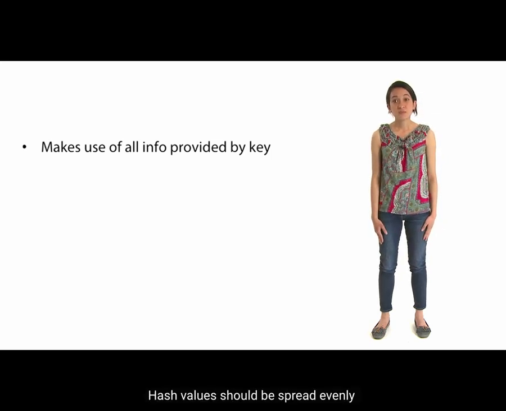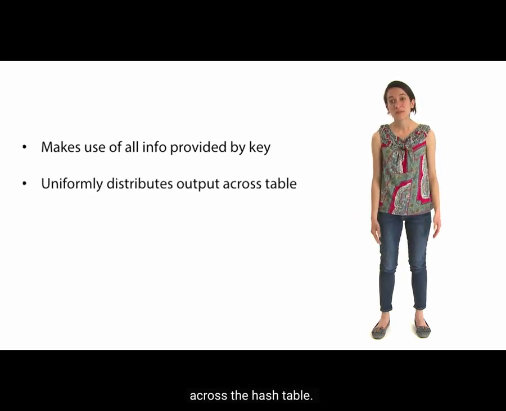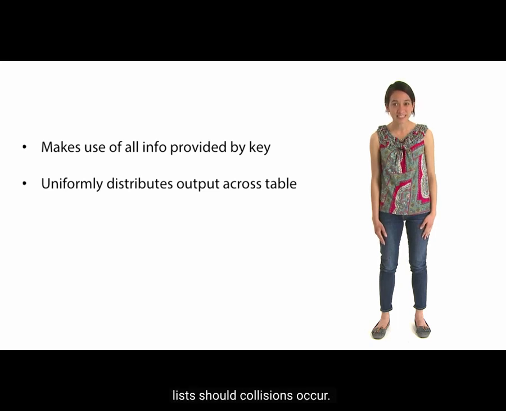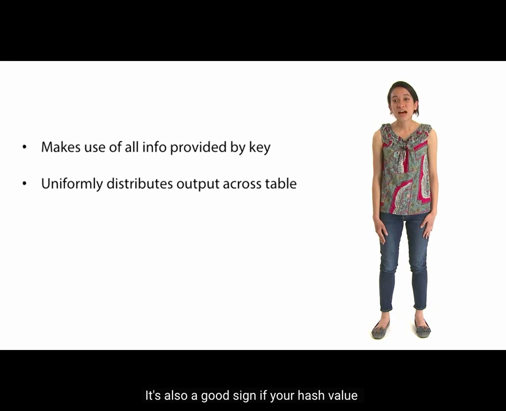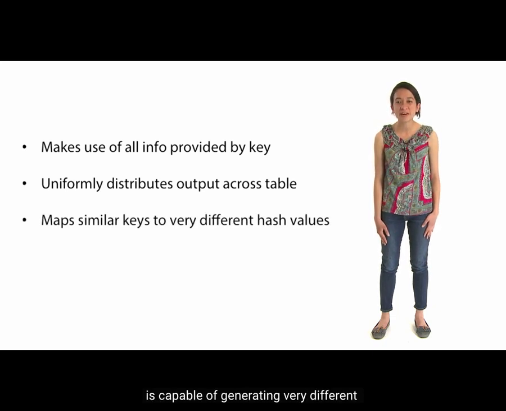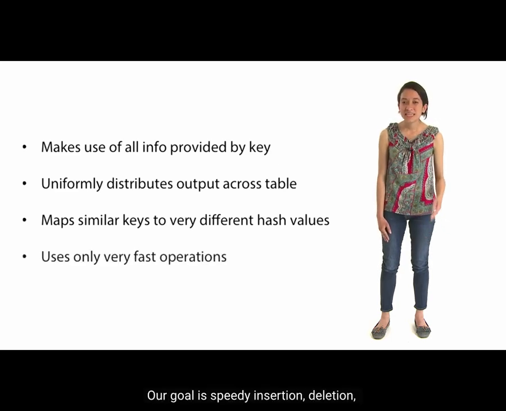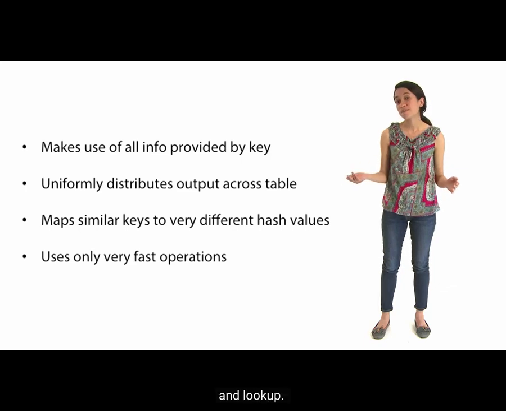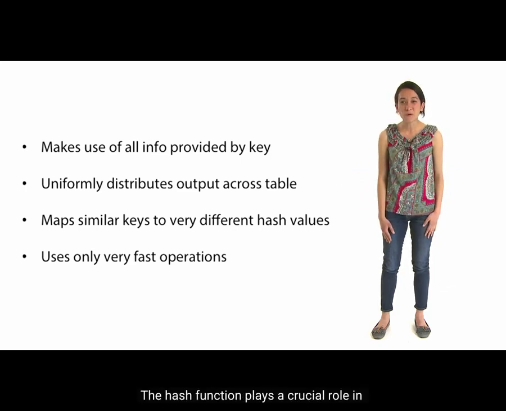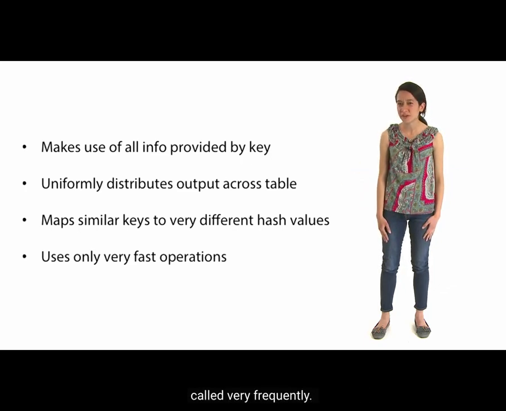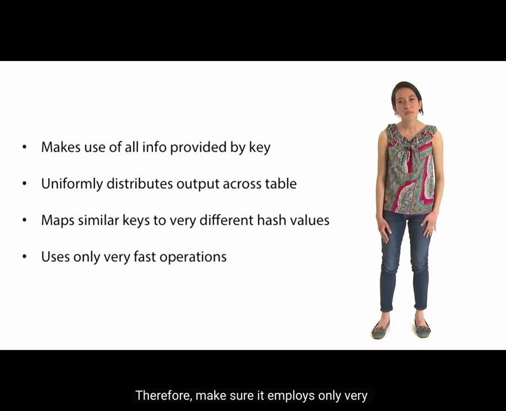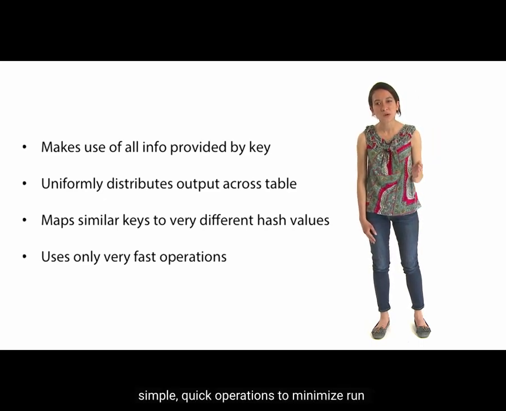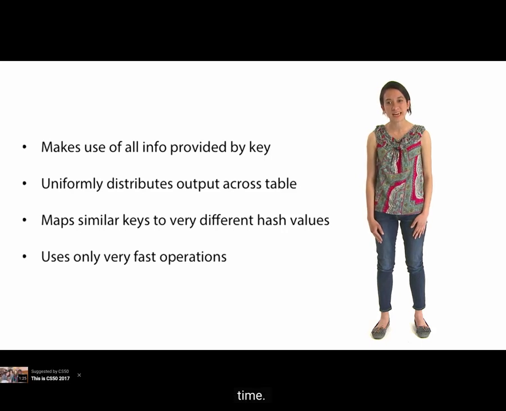Hash values should be spread evenly across the hash table. This will reduce the length of linked lists, should collisions occur. It's also a good sign if your hash function is capable of generating very different hash values for similar keys, making collisions much less likely. Our goal is speedy insertion, deletion, and lookup. The hash function plays a crucial role in each of these processes and will be called very frequently. Therefore, make sure it employs only very simple, quick operations to minimize runtime.